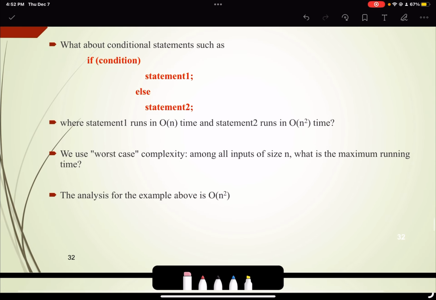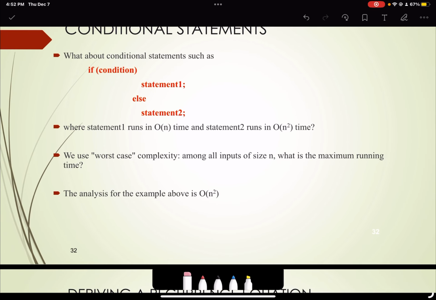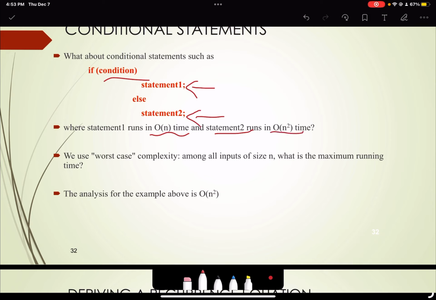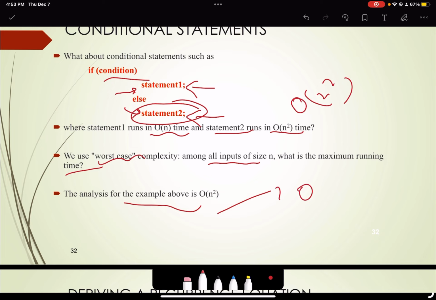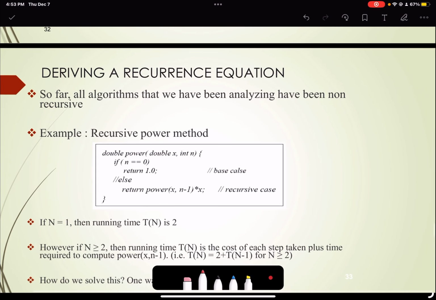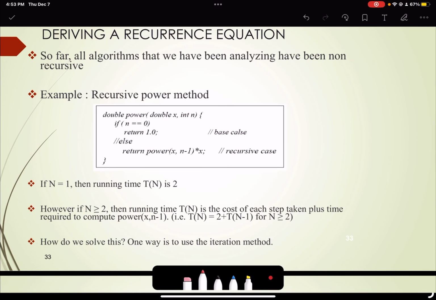So we have a conditional statement, we have an if condition, we have statements. Statement 1 will execute in O(n) time and statement 2 runs in O(n squared) time. We use the worst case complexity among all inputs, so because this has to be checked and then we go here. So what is the maximum running time? Because the second statement has a running time of O(n squared), the total complexity becomes the worst case complexity, which is O(n squared).